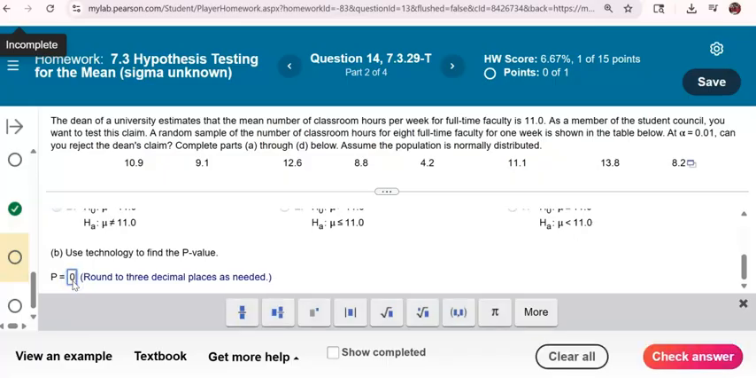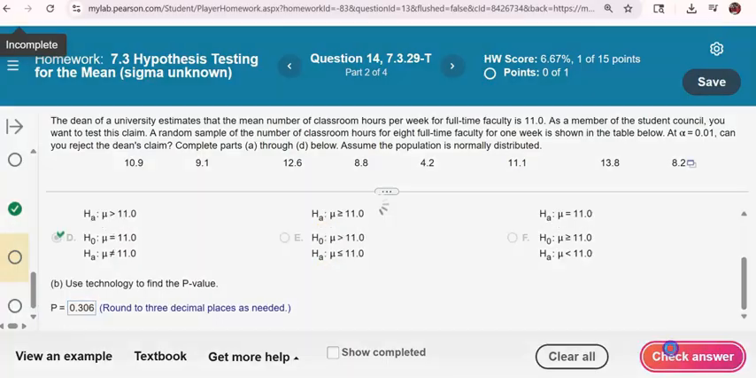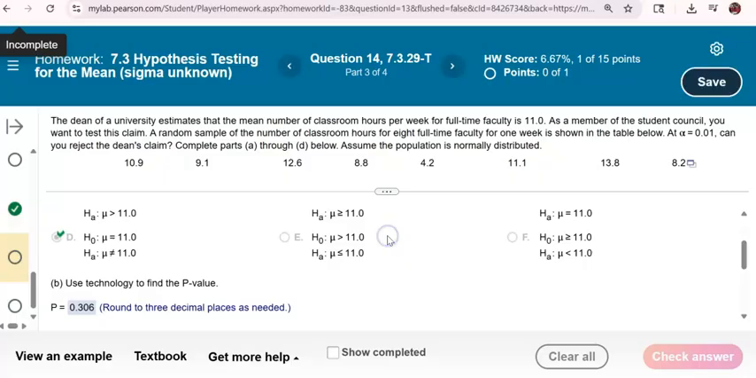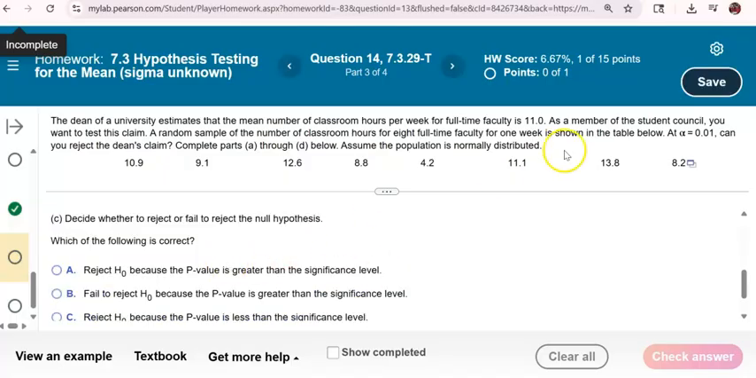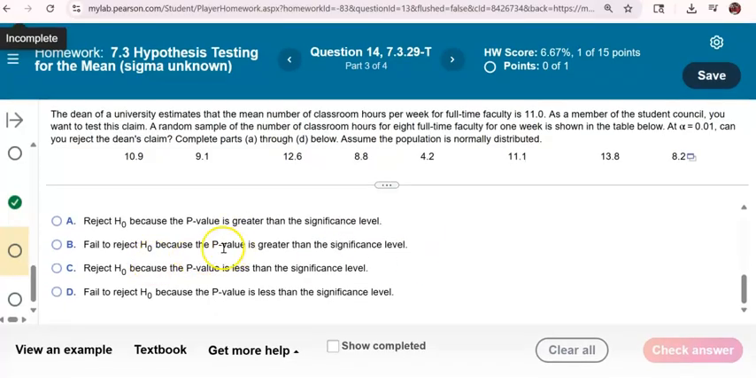All right, to 3 places, that was 0.306. 306 is what I got. All right, check my answer. All right, and then same thing as before. What do we do? That's much bigger than alpha, so I'm going to fail to reject. Why do I fail to reject? Because the p-value is greater than alpha.